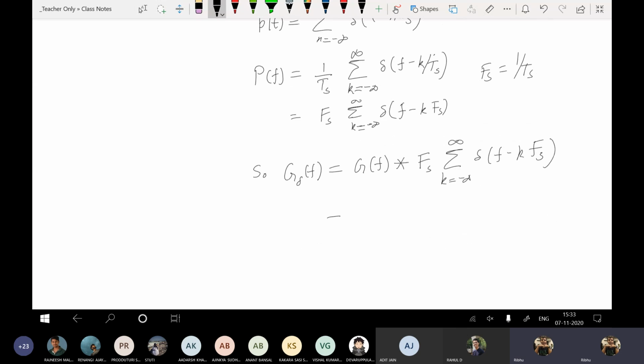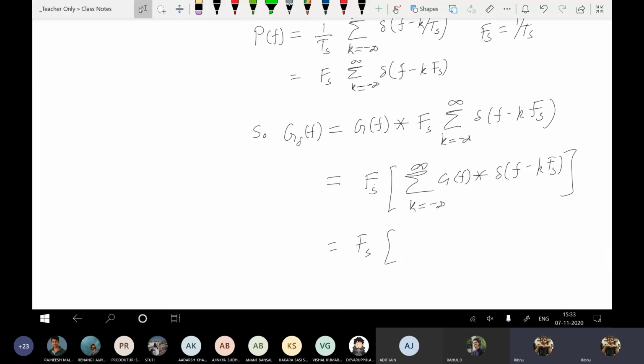This beast equals Fs times summation k goes from minus infinity to infinity G(f) convolved with delta(f minus kFs), which equals Fs summation G(f minus kFs). What this convolution is, I believe, is normal for you. I don't need to derive this convolution, right? Yes, sir.